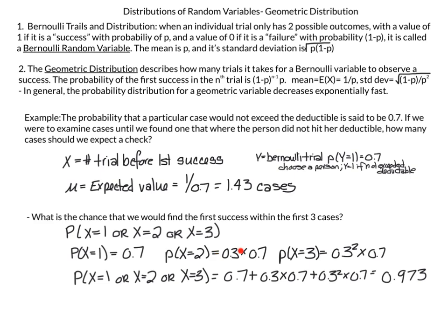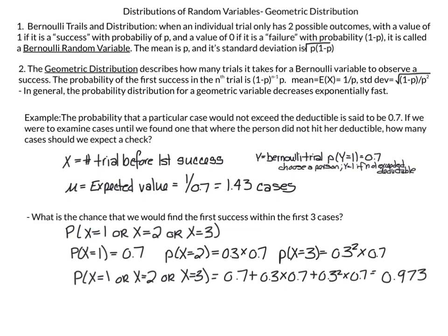Probability x equals 2, that's a failure followed by a success. And probability x is equal to 3, that's 2 failures followed by a success. So probability x equals 1 or x equals 2 or x equals 3 by the addition rule, because these are mutually exclusive, right?